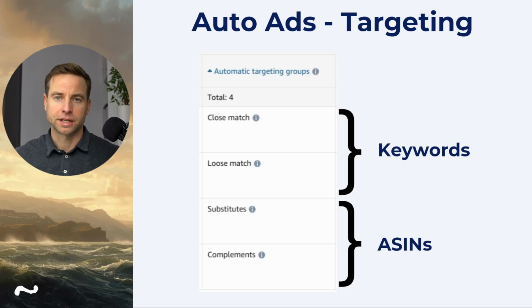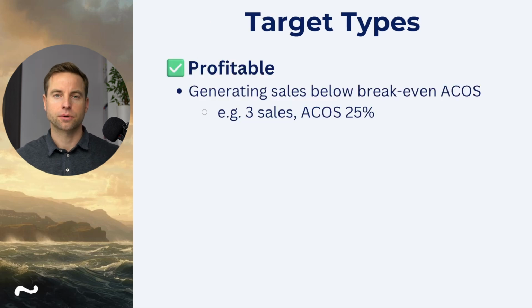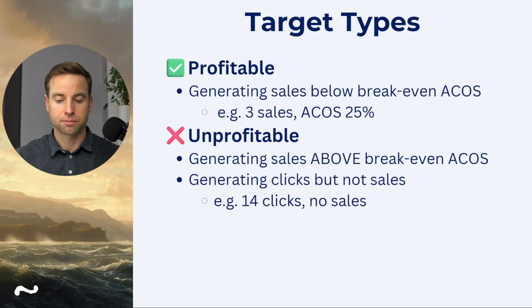When optimizing automatic ads, we have to correctly understand and interpret the data. So it's important that we understand target types. First type is profitable. It means that a particular keyword or ASIN is generating sales below our break-even ACOS. So for example, a particular keyword generated 3 sales with ACOS of 25%. If you want to know what break-even ACOS is, just watch my video on ACOS, where I show exactly how to calculate it.